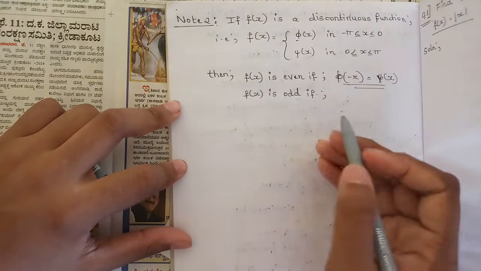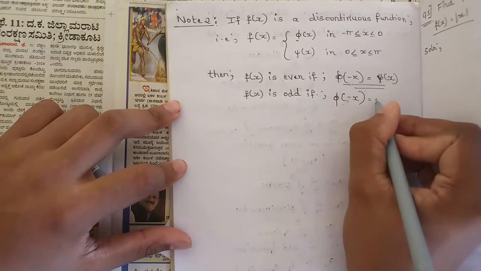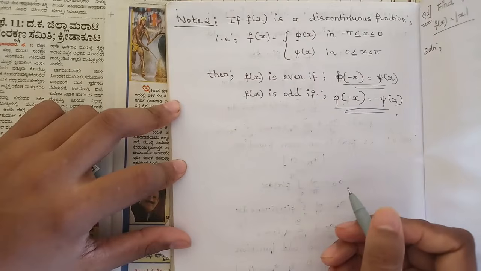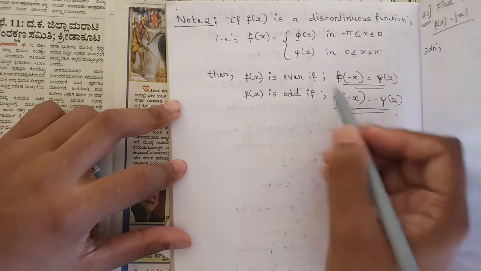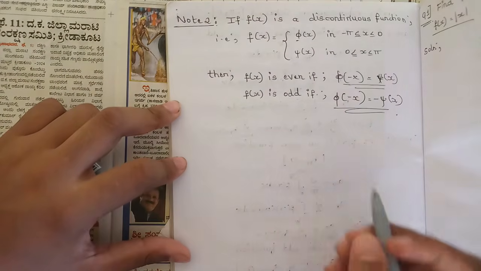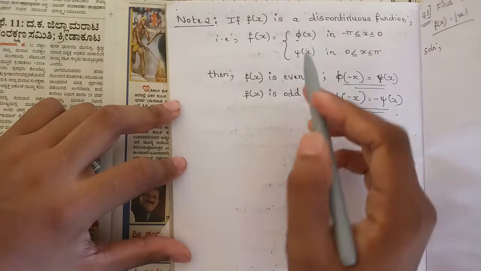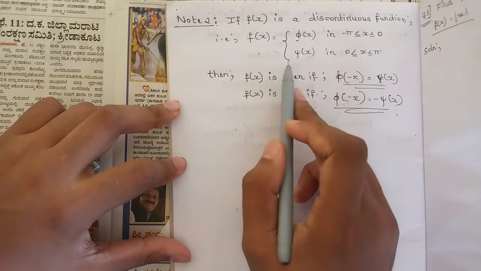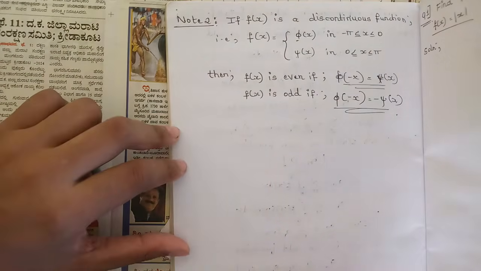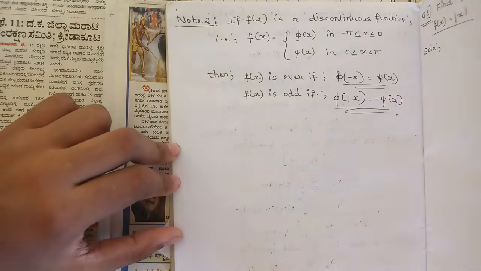In the same way, we say that f of x is an odd function if phi of minus x is equal to minus xi of x. This is the case where, in a question, they will give two sets of values for f of x: one from minus pi to 0 and another from 0 to pi. We need to split the limits. So these are the concepts and the introduction related to the interval minus pi to pi.